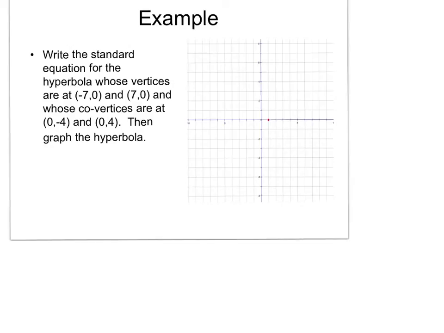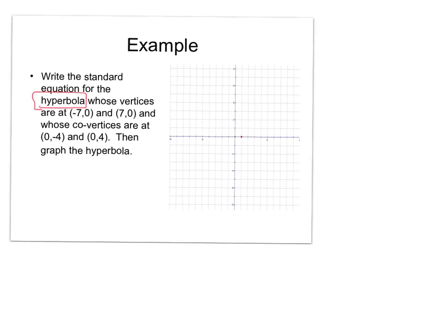Just like we did the other one, I'm going to speed it up a little bit though. So hyperbola. So I know I have a choice of equations. I'm going to go ahead and write these towards the top here. My choices are, I could have x squared over a squared minus y squared over b squared equal to 1, or I could have y squared over a squared minus x squared over b squared is equal to 1.